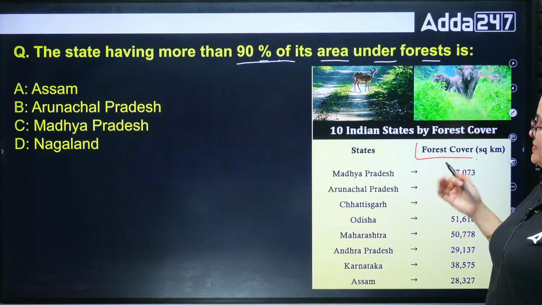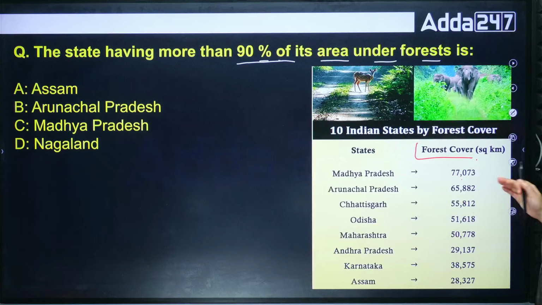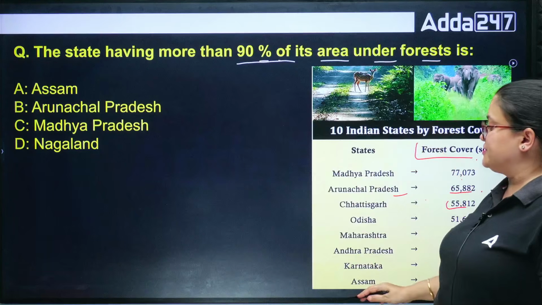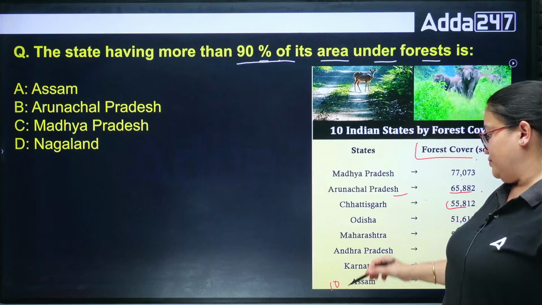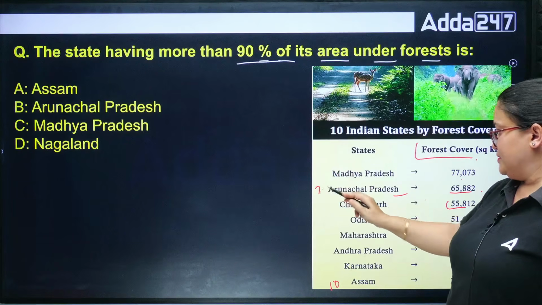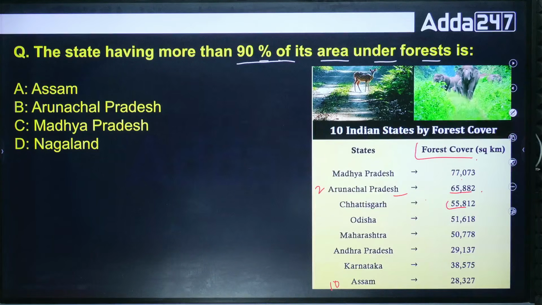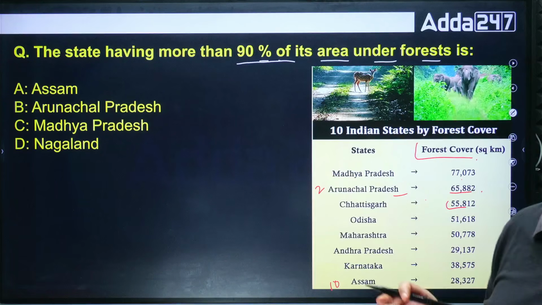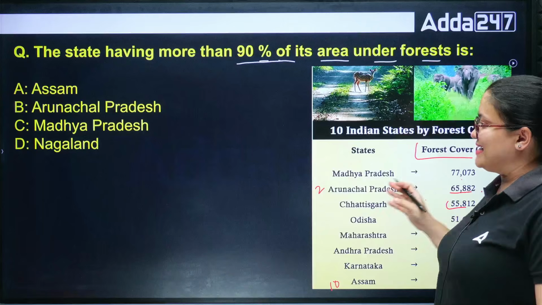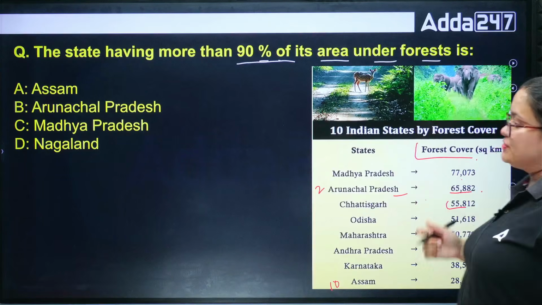Whenever we say maximum forest cover, it is Madhya Pradesh, around 77,000 square kilometres under forest, while Arunachal Pradesh is around 65,000, Chhattisgarh around 55. So these are a few of the states which are maximum covered with forest. These are the top 10 forests. Assam is at number 10, while the other northeastern state Arunachal Pradesh is second. So these are the top 10 forests whenever we talk about having 90% of its area under forest. The first is Madhya Pradesh, while the second is Arunachal Pradesh. Do remember, these were the options.